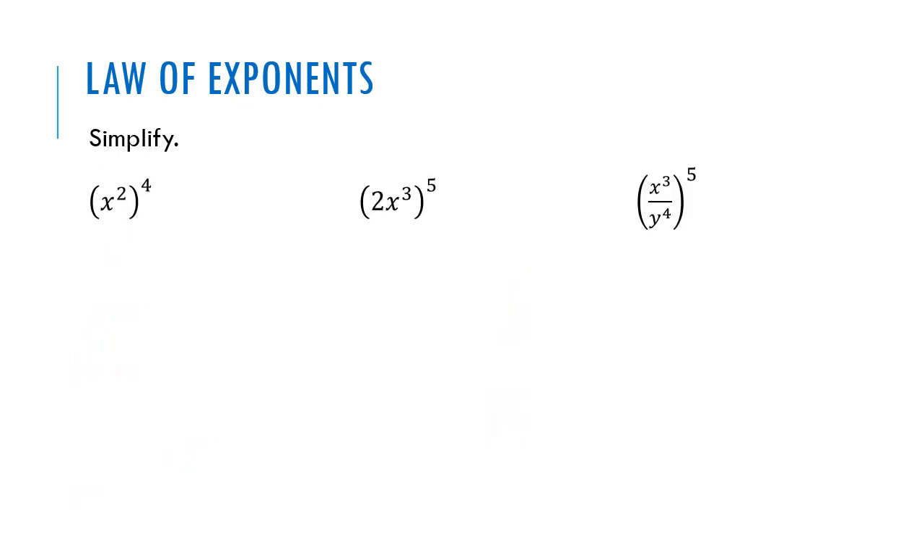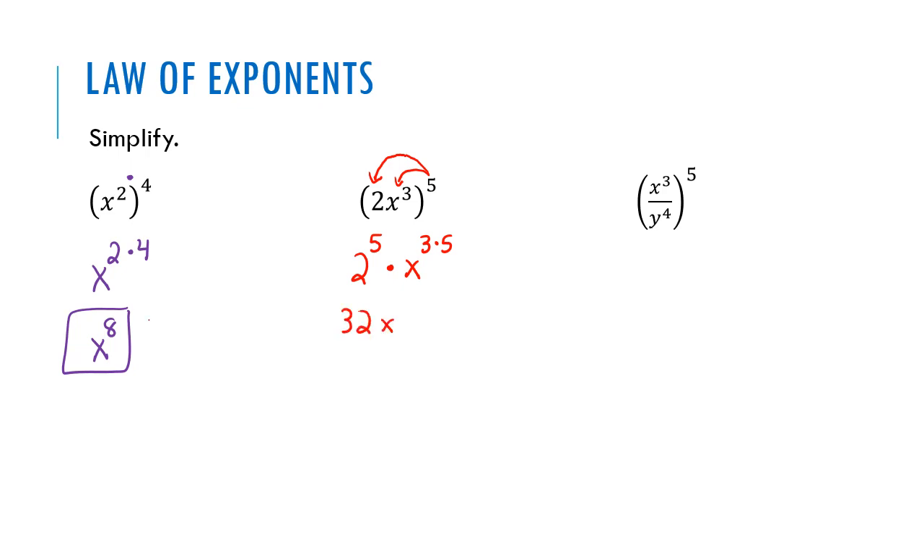All right. Another one deals with what we call the power to a power property when it comes to the law of exponents. If you have an exponent being raised to another exponent, you multiply them together. So technically I have x to the 2 times 4, so that's really x to the 8th. Now, if you have multiple values inside the parentheses with an exponent, it will go to each one. So I technically have 2 to the 5th times x to the 3 times 5. So 2 to the 5th is 32, if I remember correctly. Yeah, so 32. And then we have our x, and then 3 times 5 is 15. And now we simplified it.